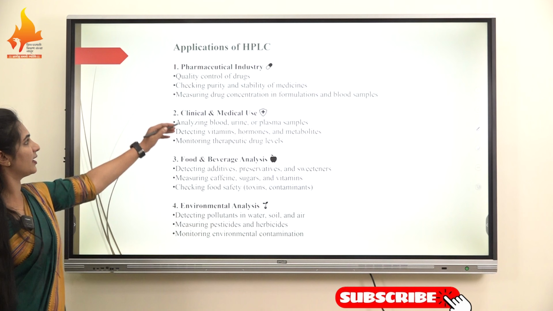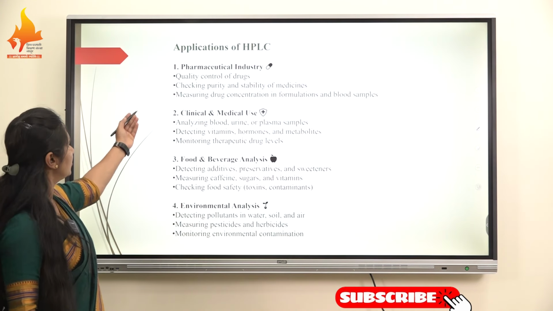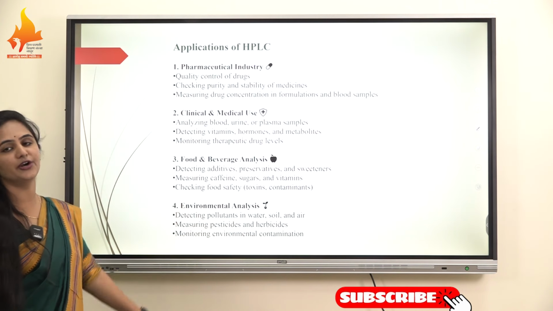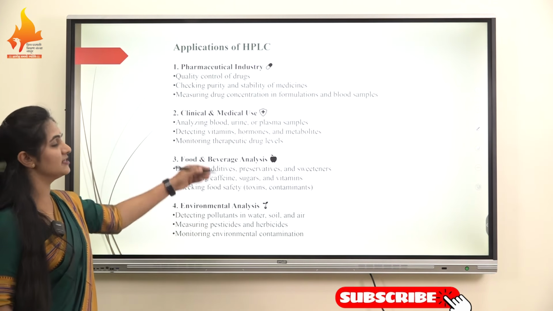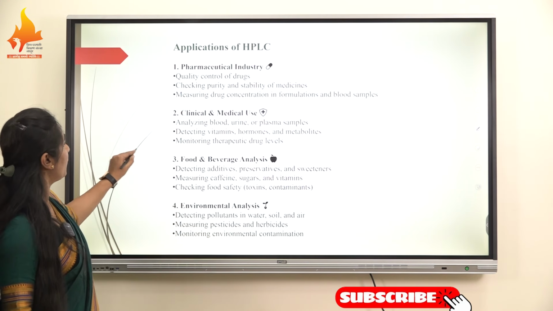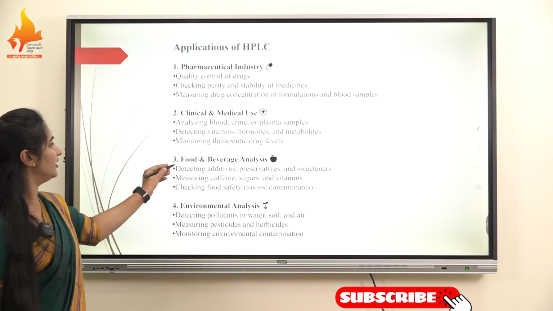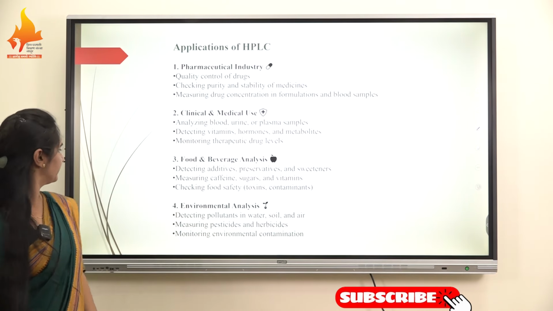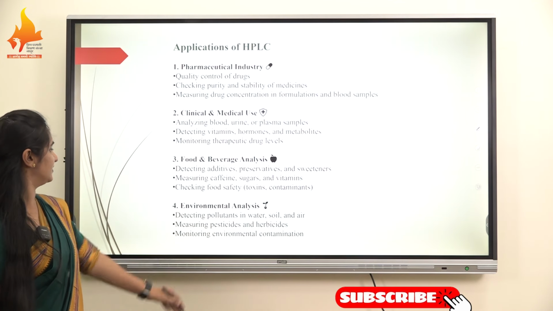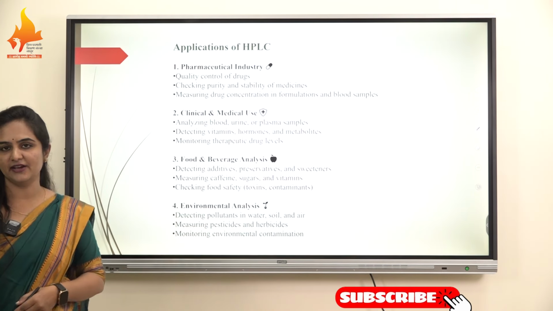Application of HPLC in the pharmaceutical industry is for the quality control of drugs. In clinical and medicinal use, it is for analyzing blood, urine, and plasma samples. In food and beverage analysis, it is very important for detecting additives, preservatives, and sweeteners. It is also used in environmental analysis for detecting pollutants in water, soil, and air.